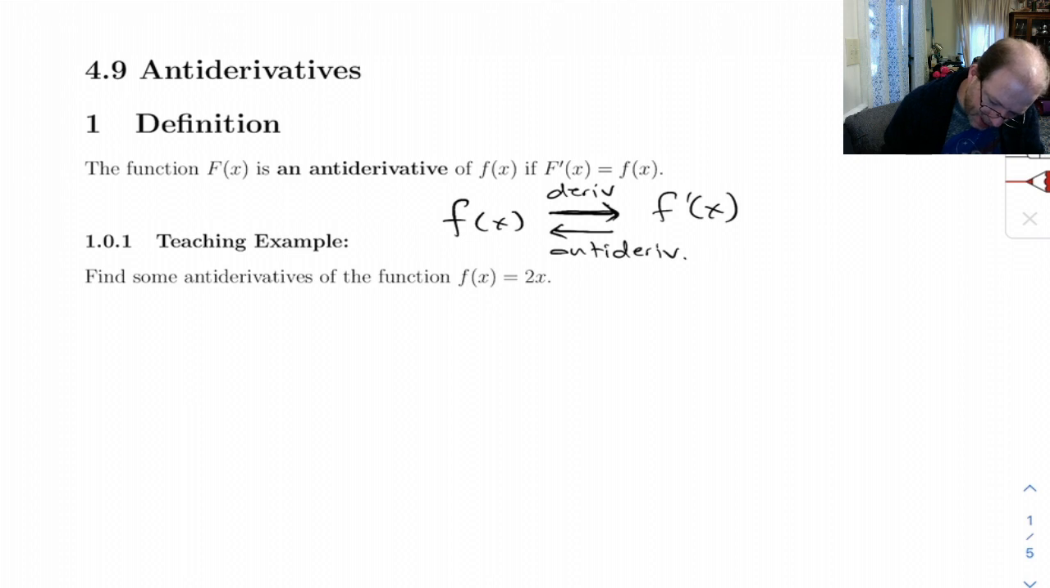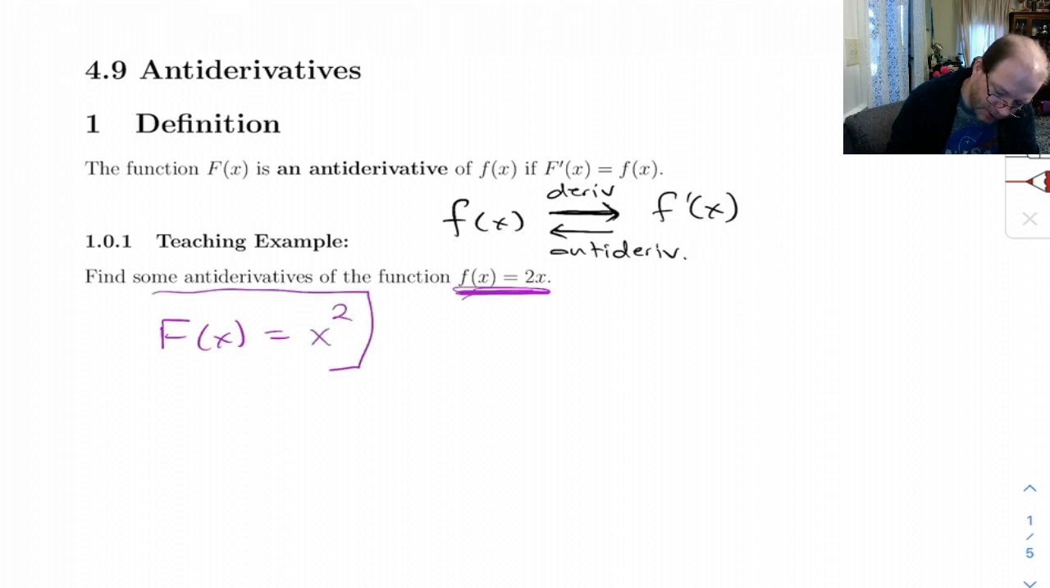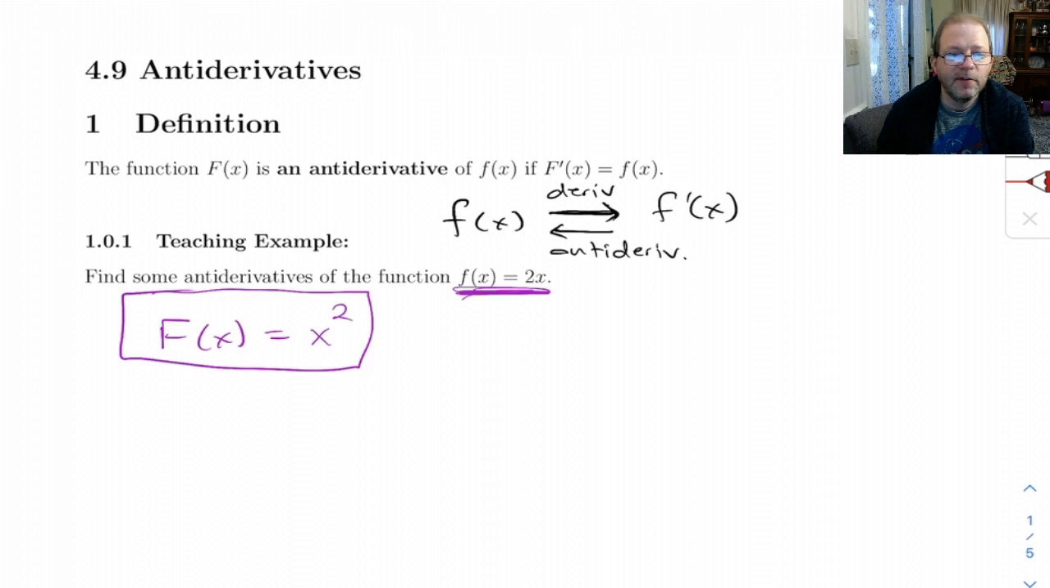It says find some antiderivatives of the function f of x equals 2x. So what this is asking us to do is find some functions that this is the derivative of. And the first one that you might think of is, this is the derivative of x squared. That's one potential answer, because if you take the derivative of x squared, you get 2x. It's not the only answer, though.